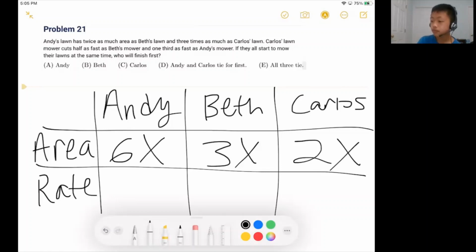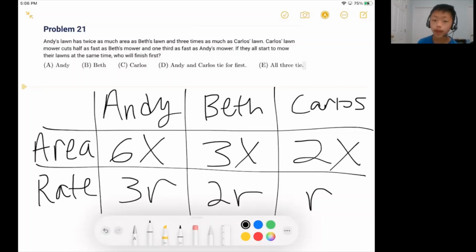And then we know that Carlos's lawnmower cuts half as fast as Beth's mower, and 1/3 as fast as Andy's mower. So if I let R represent the rate at which Carlos's lawnmower cuts grass on the lawn, then we know that Carlos's lawnmower cuts half as fast as Beth's mower. So Beth's mower cuts at a rate of 2R, and 1/3 as fast as Andy's mower. So that tells us that Andy's mower cuts at a rate of 3R.